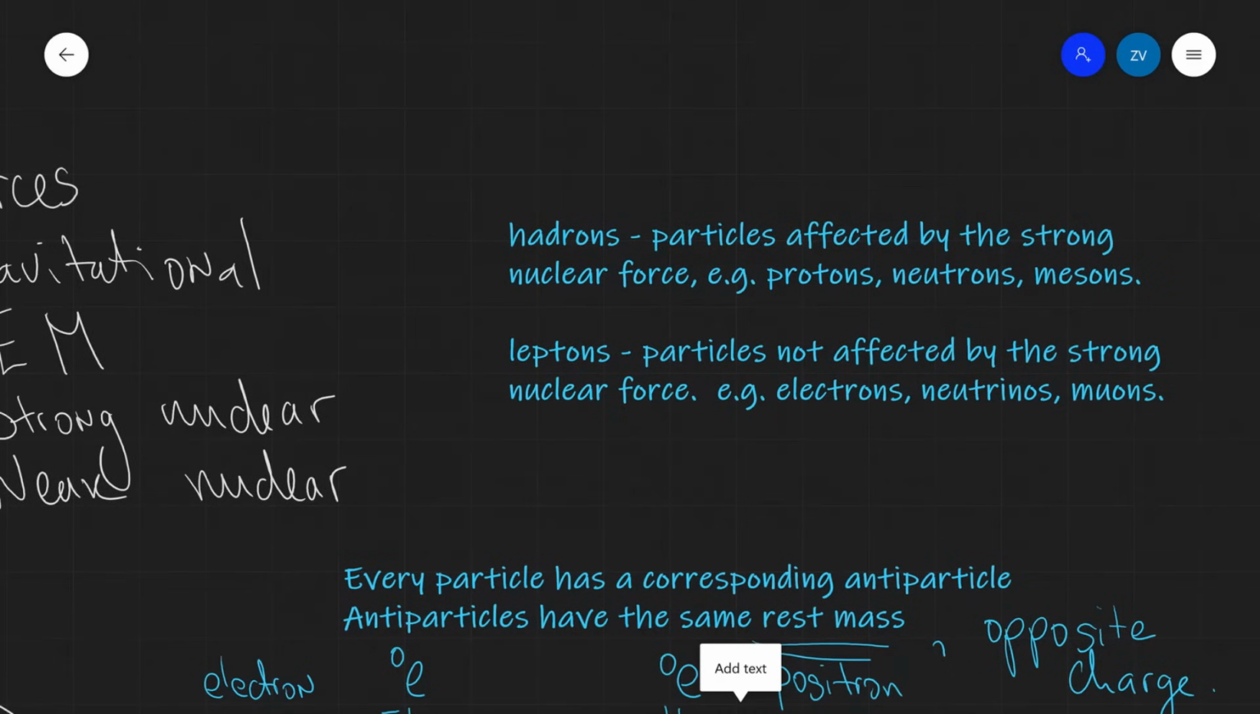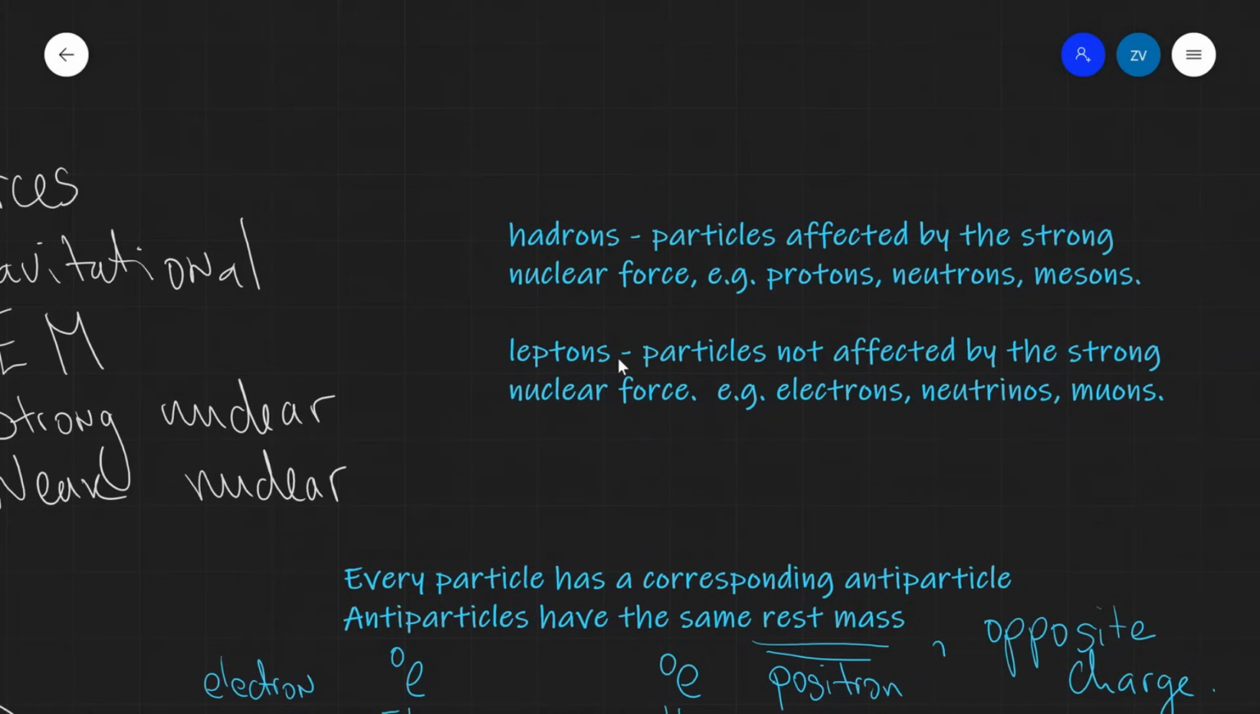We can split the subatomic particles into two main classes. One of them is hadrons. For instance, we have the Large Hadron Collider, which collides hadrons. These are particles which are affected by the strong nuclear force. Examples include protons, neutrons, and a new class of particles called mesons, which we've not talked about yet, but they basically consist of a quark and an anti-quark.